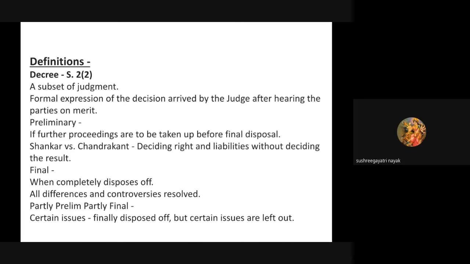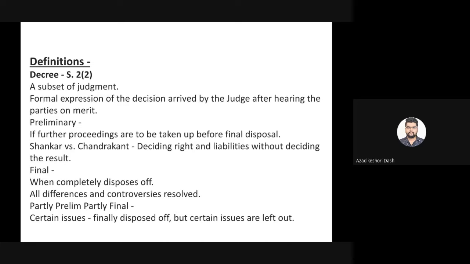Coming to the all important definitions, which are really important if you need to understand CPC later. First would be decree. What is a decree? Let me tell you, I have heard that many people pronounce it as degree. It is not degree, it is decree. I have seen it, I've heard it. That's the reason I'm telling you.